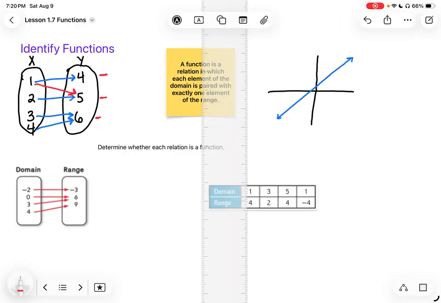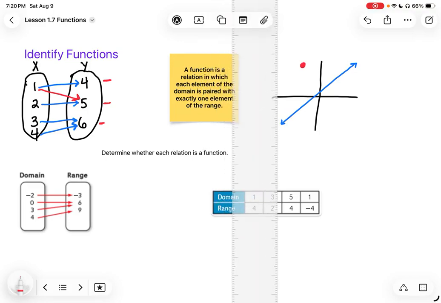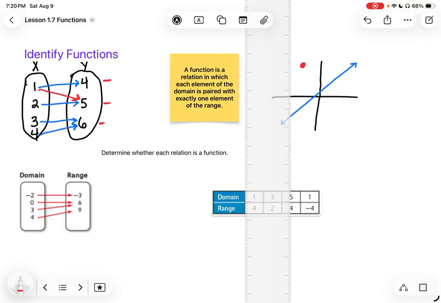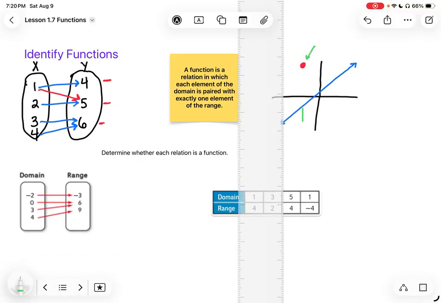If I wanted to make this something that was not a function, I could put a point right here, for example. Now it's not a function because as I move across, it's only touching the graph one time until I get here. And now it's touching the graph in two spots. It's touching the graph at this point, and it's touching the graph right there at that point. It's no longer a function because it touches the graph in two different spots. That makes it not a function.